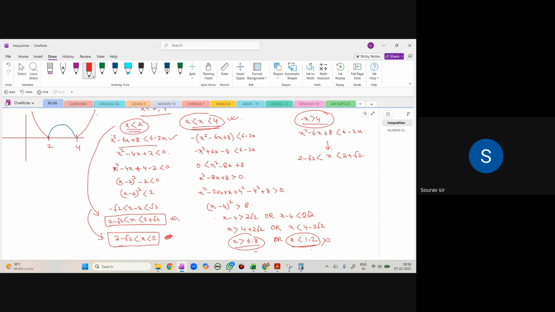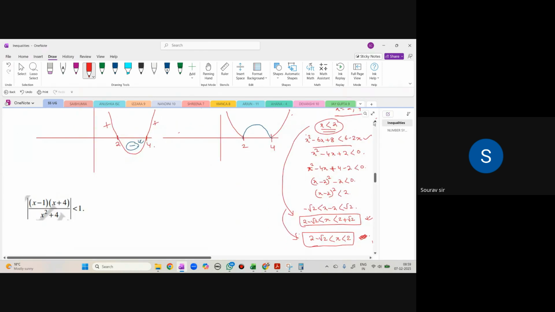X greater than 4. Now 2 minus root 2 is less than 4. 2 plus root 2 is also less than 4. Correct? So this is not going to be a solution because x has to be greater than 4. Make sense? Okay. So the only solution is this: x lies between 2 minus root 2 and 2.